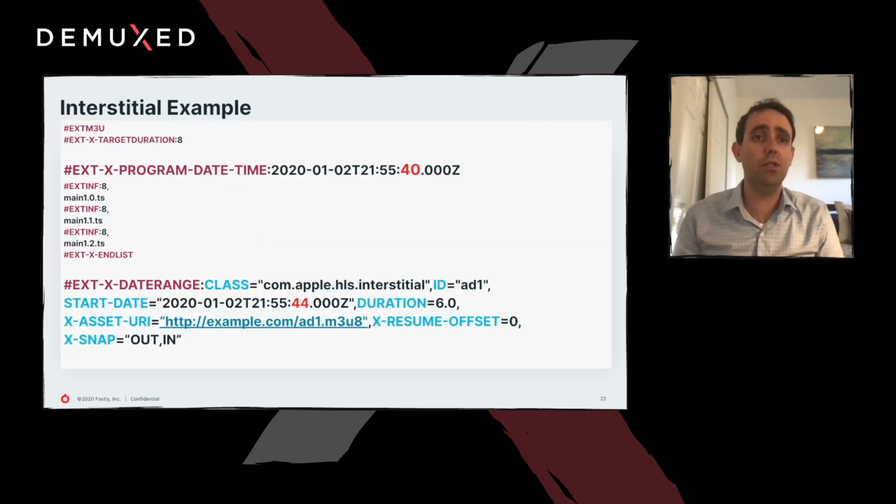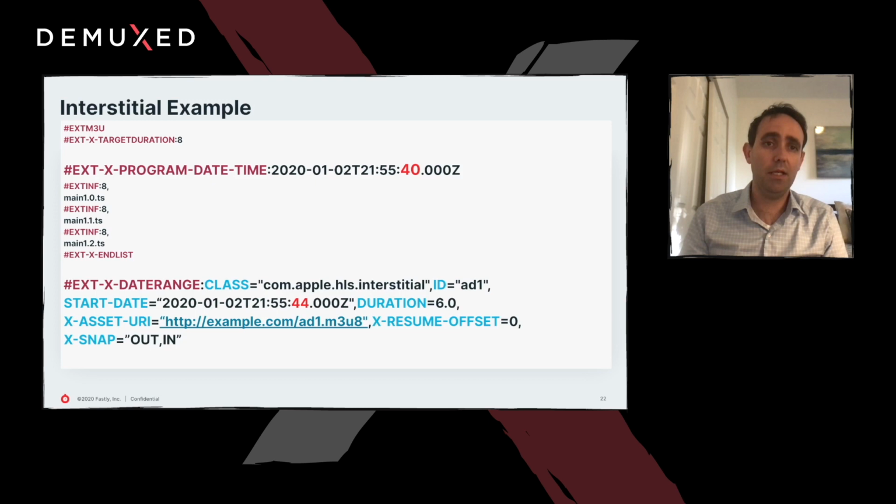So let's have a look at an example of how interstitials can be used. You'll see in this stream, it specifies a program date time at 40 seconds here. You'll see that in the main content, we just have our segments listed. But then down the bottom, you'll now see that we have an EXT-X-DATERANGE that has the class indicating that this is an interstitial.